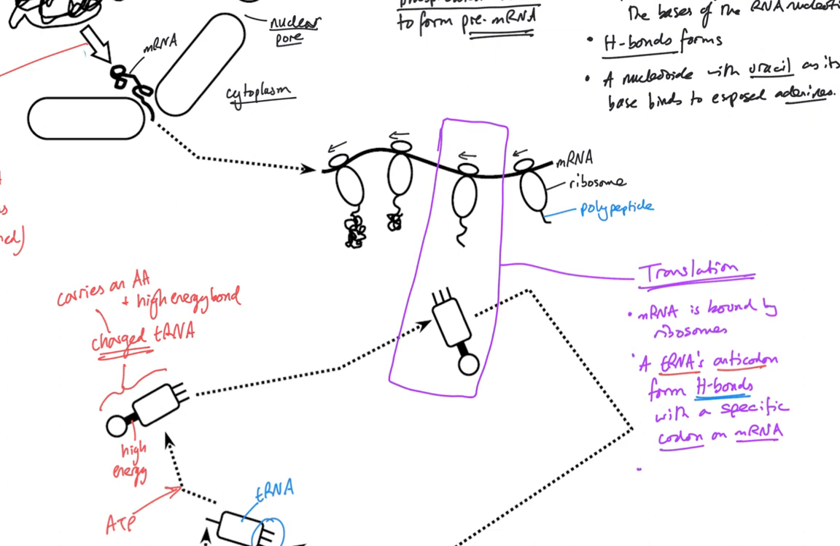And then another one comes in, another tRNA enters. I've already said about anticodon-codon pairing, so I'm not going to repeat myself. And the ribosome joins the amino acids by peptide bonds. Names of bonds get marks.